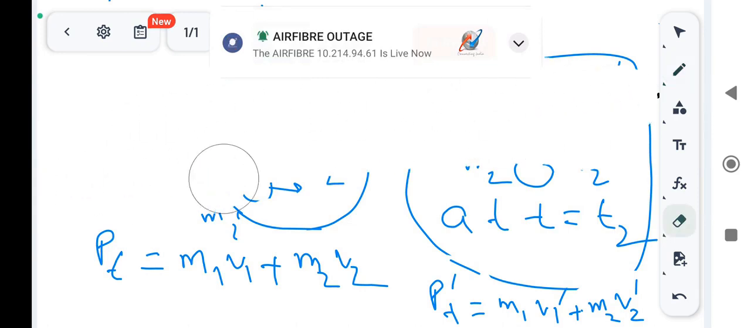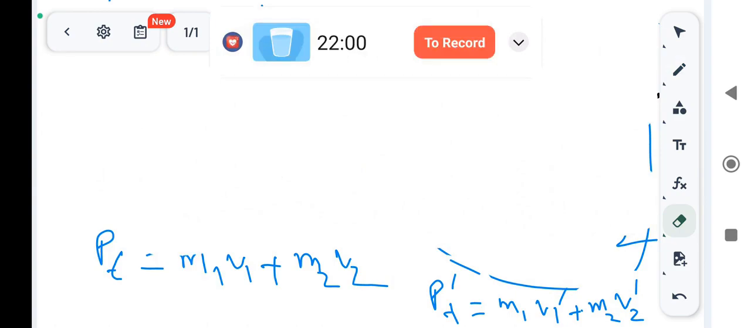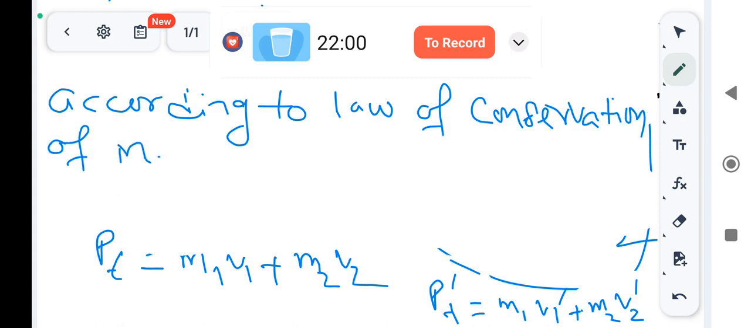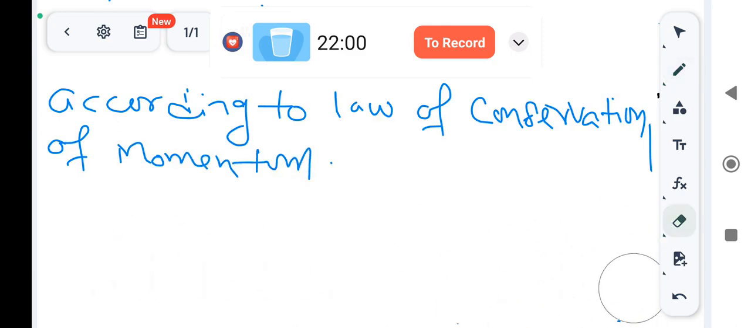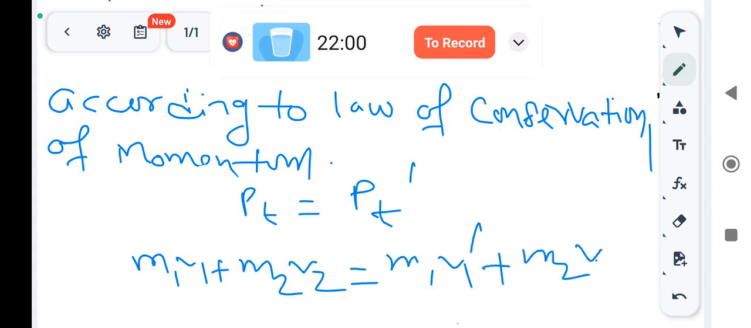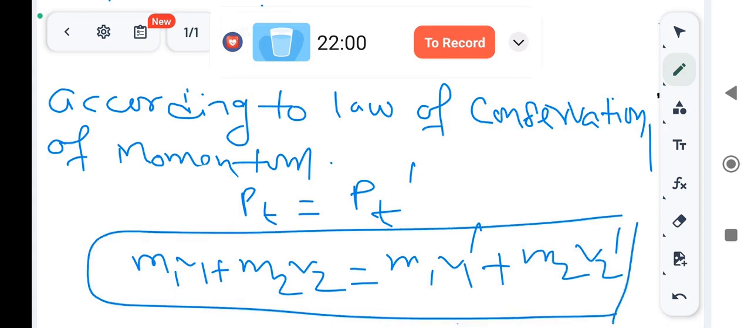Now, according to the law of conservation of momentum, pt dash equals pt, that is, m1 v1 plus m2 v2 equals m1 v1 dash plus m2 v2 dash. This is the law of conservation of momentum.